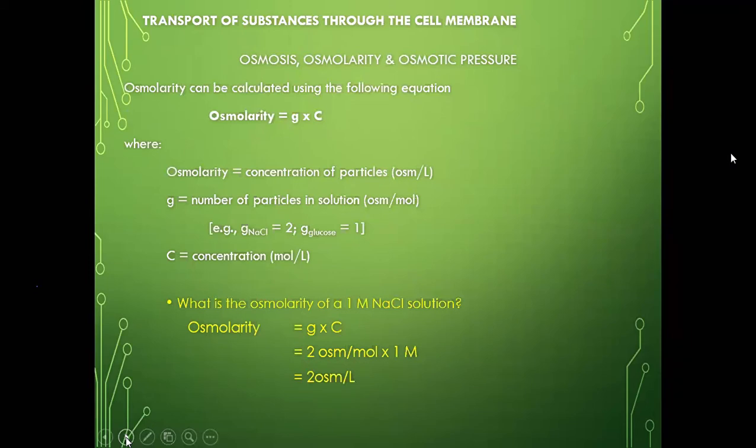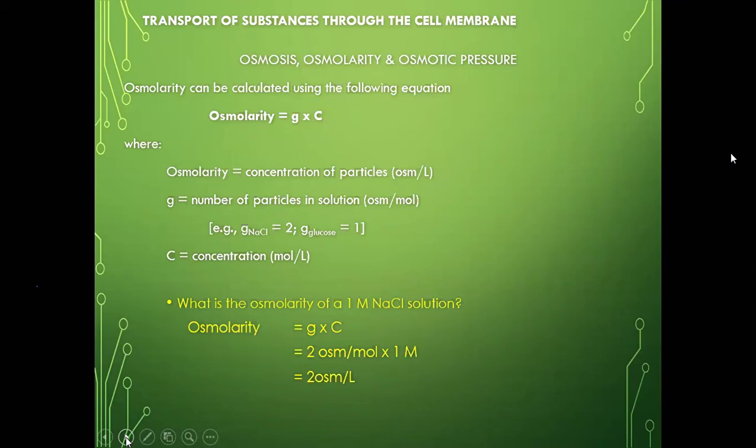So, osmolarity can be calculated using the following equation. Osmolarity equals G times C. What is G? The number of particles in the solution, times concentration. Osmolarity is the concentration of the particles, in osmols per liter. G equals the number of particles in the solution. Example, number of particles of sodium chloride equals 2. Number of particles of glucose equals 1. C is the concentration in moles per liter.